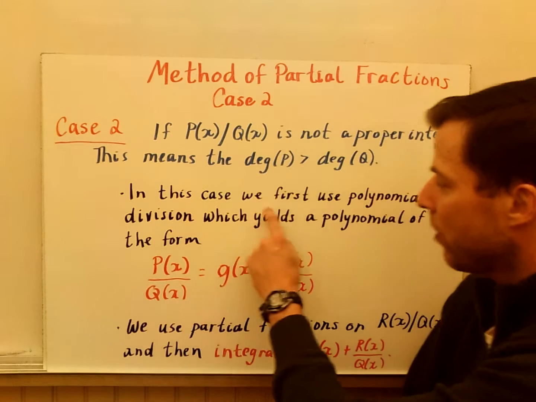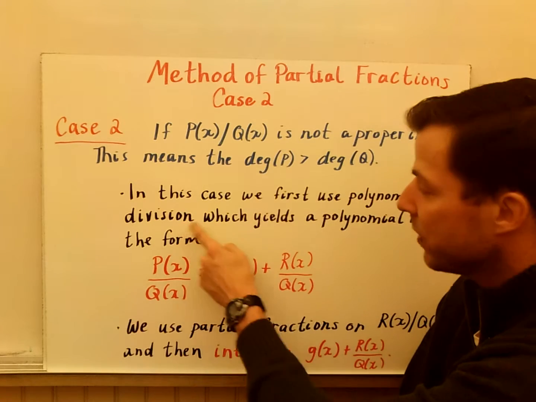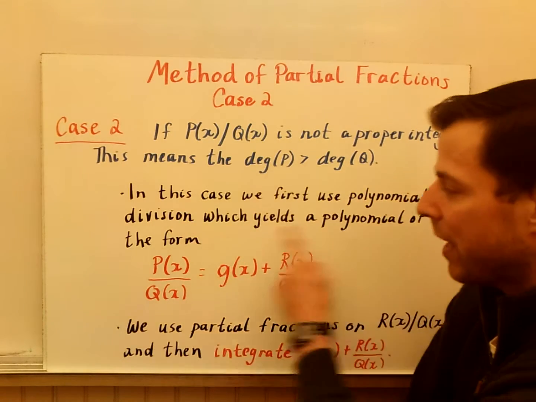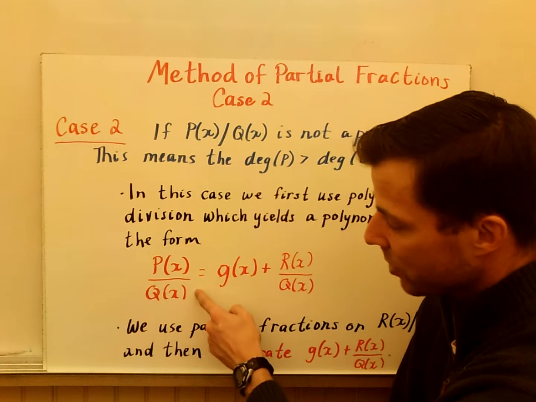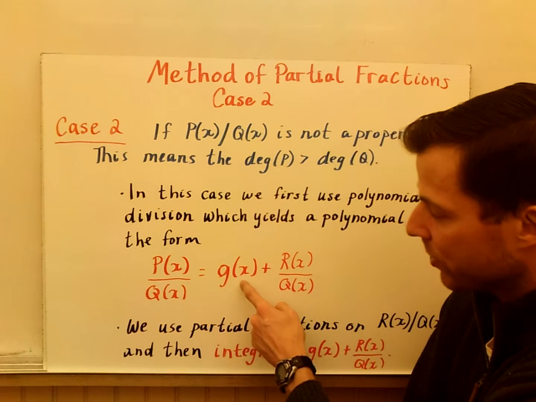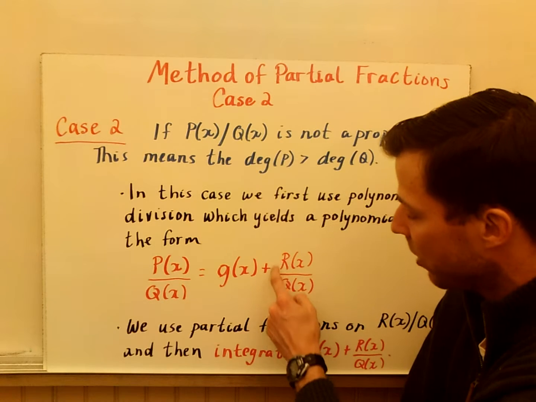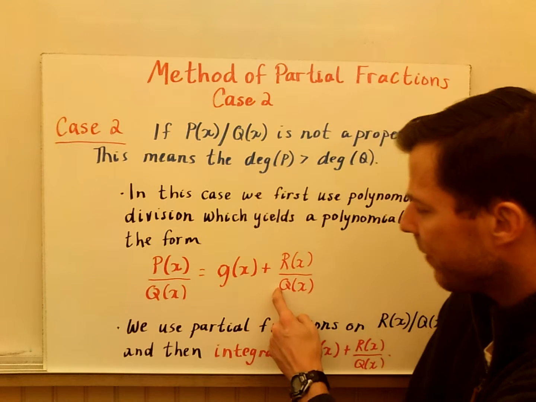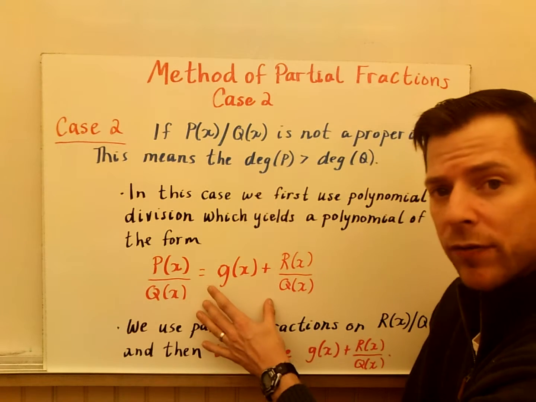So when this happens, what we're going to do is use polynomial division first, which is going to yield a polynomial. If you divide P(x) over Q(x) out, it is going to equal some polynomial plus the remainder over the divisor. Okay, so that's the general form.